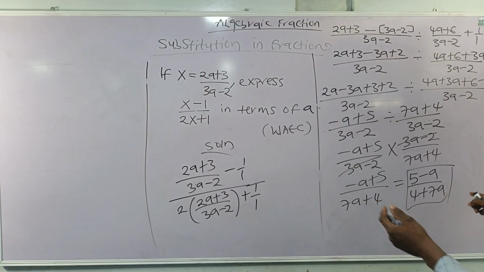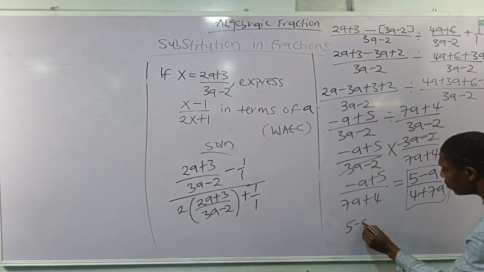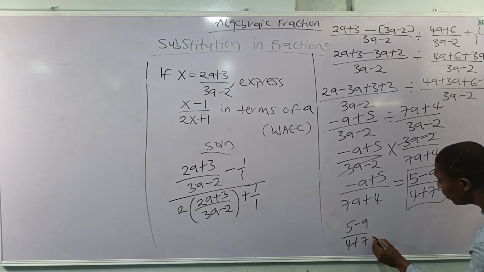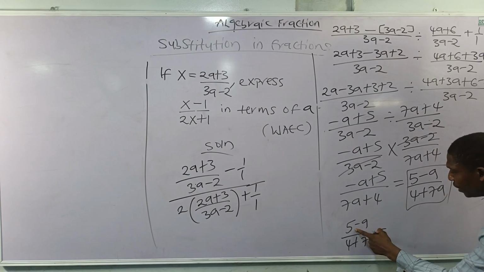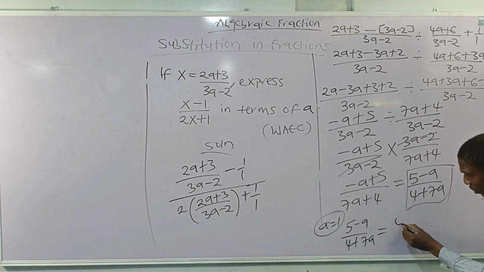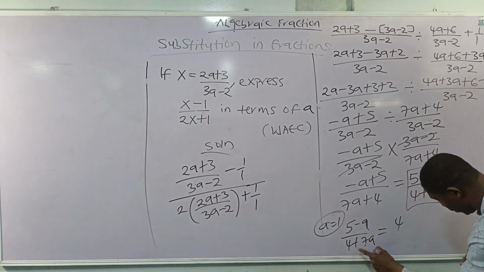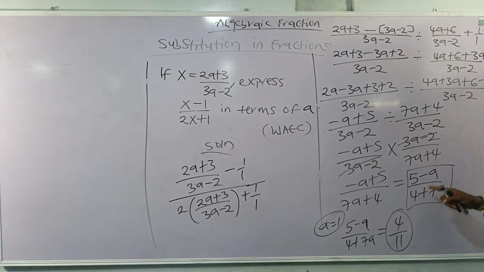I can choose any value that won't make this denominator equal to 0. Because if I use minus 4 over 7, I'll have this to be equal to 0. Now I can choose 1 for simplicity. So if I have 5 minus A all over 4 plus 7A, if A is 1, please take notes. If A is 1, I'll have 5 minus 1 to give me 4. And 7 times 1 is 7. And 7 plus 4 will give me 11.